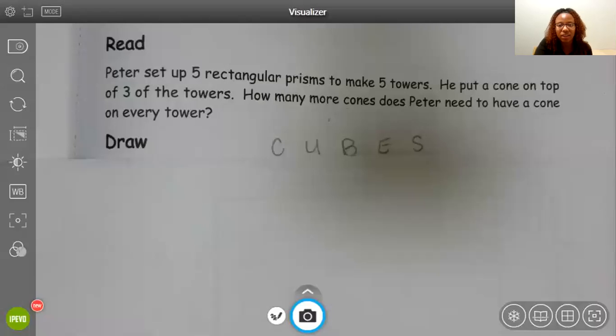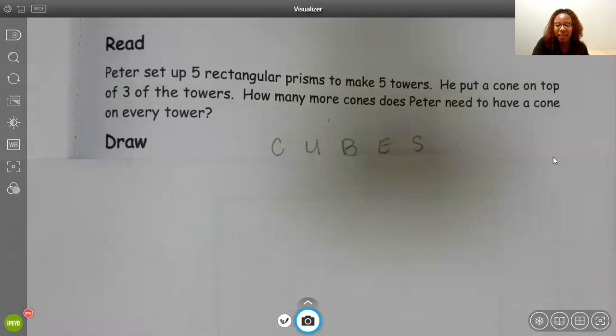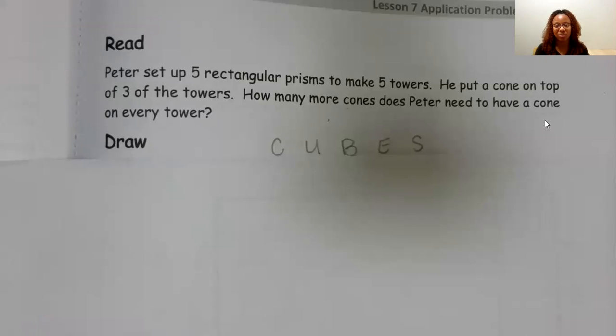All right, let me go ahead and share my screen. So, for our application problem today, it says, Peter set up 5 rectangular prisms to make 5 towers. He put a cone on top of 3 of the towers. How many more cones does Peter need to have a cone on every tower?